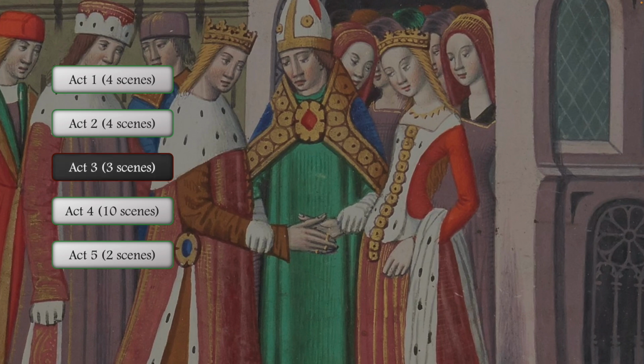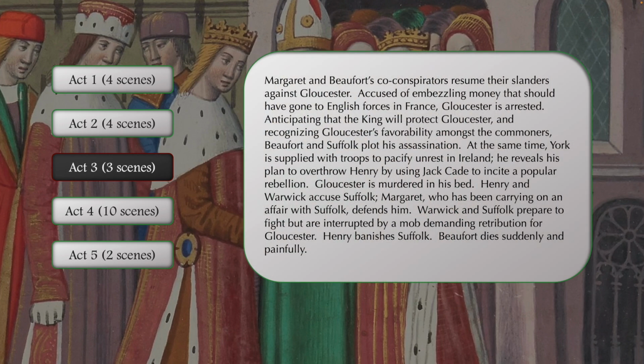Act 3 is 3 scenes. Margaret and Beaufort's co-conspirators resume their slanders against Gloucester. They accuse him of all kinds of things. But the one that really sticks is the charge that he's embezzled money that should have gone to English forces in France, that he's the one responsible for continued setbacks in that country. Gloucester is arrested. But anticipating that the king will soften and protect Gloucester, and also recognizing that Gloucester is quite popular amongst the commoners, Beaufort and Suffolk plot his assassination.